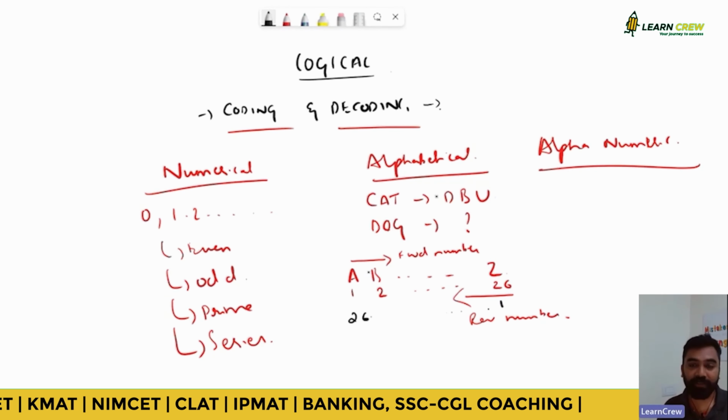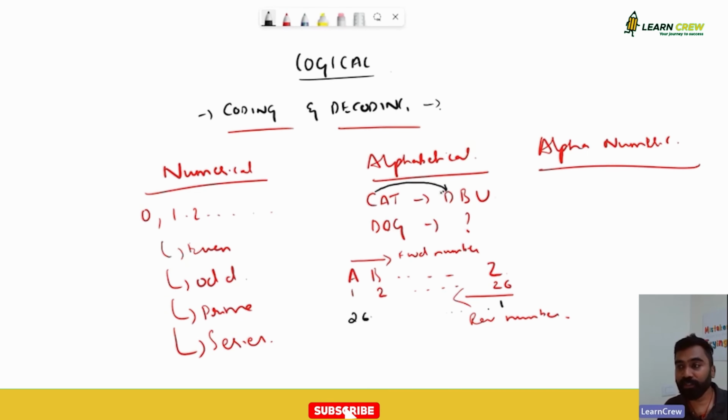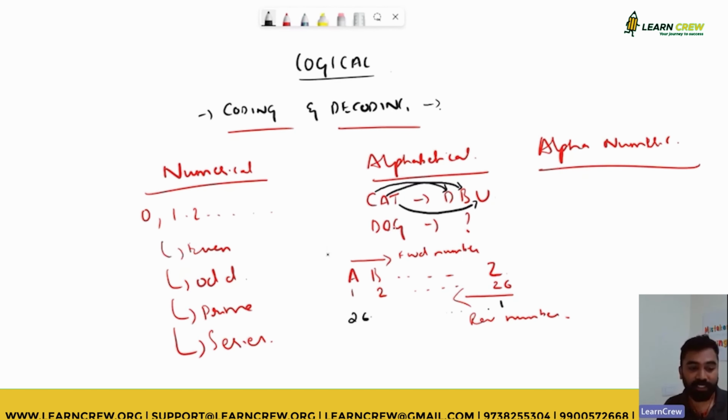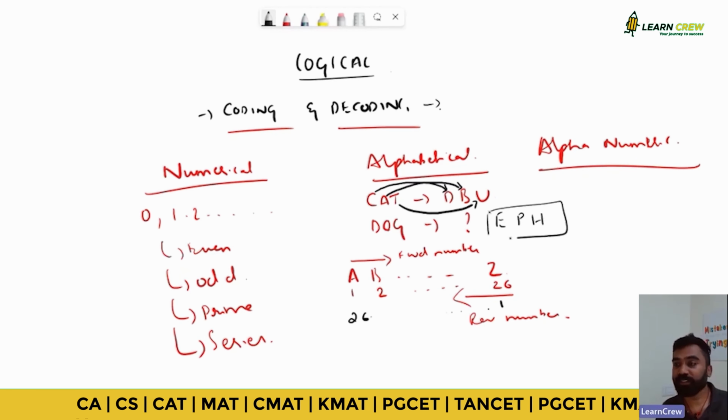This is one type. In alphabetical, again, you can have a sequence where, if you observe, CAT is written as DBU. They're asking you what is DOG. The logic over here is C plus 1 is going to give you D. A plus 1 is going to give you B. T plus 1 is going to give you U. So the logic over here is plus 1. So the same sequence you can use here. D plus 1 is E. O plus 1 is P. G plus 1 is H. So this becomes the answer for the given question.